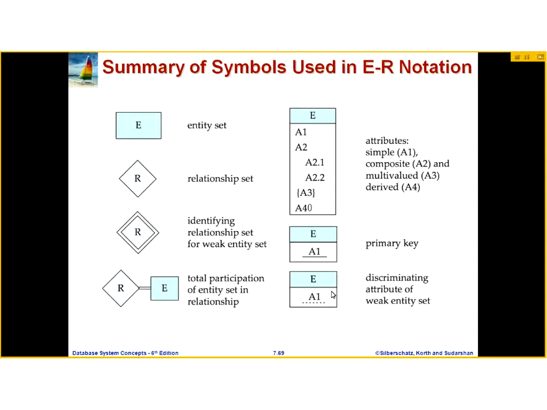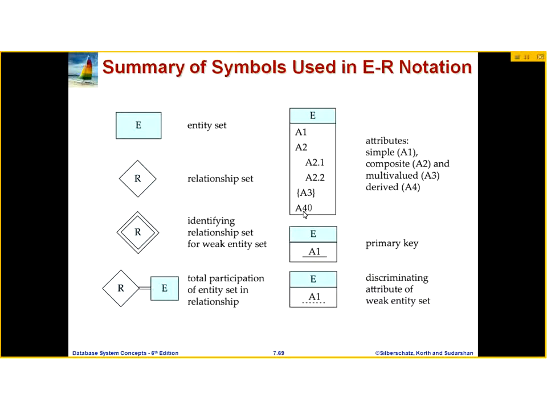Now, this is a summary of symbols used in ER notation. You represent entities sometimes through a box like this, and sometimes you mention the entity in the rectangle above, and then you mention all the attributes below. When you mention attributes, if the attribute is simple, you mention it as A1. If it is composite, you mention it as A2 and then A2.1, A2.2 in this way. The multi-valued is represented through brackets, and derived is represented through a parenthesis after its name.